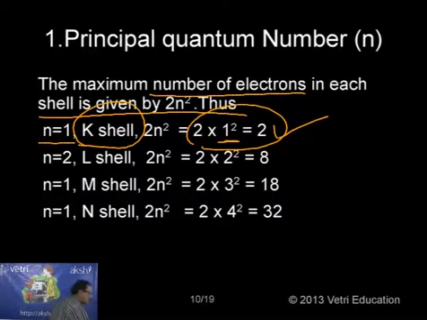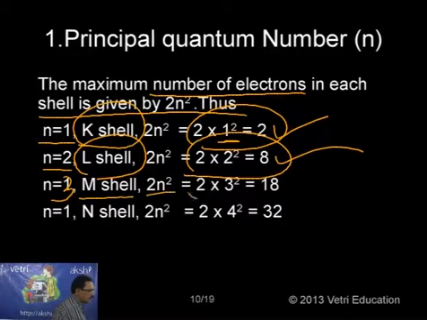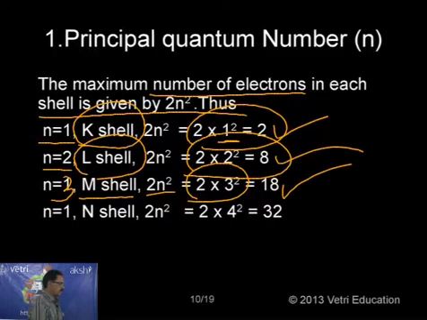When n equal to 2, we call it the L shell. Substituting n equal to 2, we get 2 into 2 square, nothing but 8 electrons. So the maximum number of electrons that can be accommodated at the second level is 8. The same way, n equal to 3, the M shell. So 2n square, 2 into 3 square, that is 18 electrons.